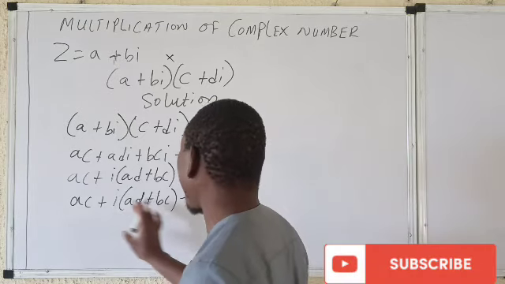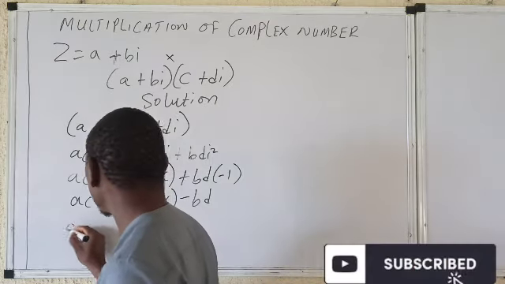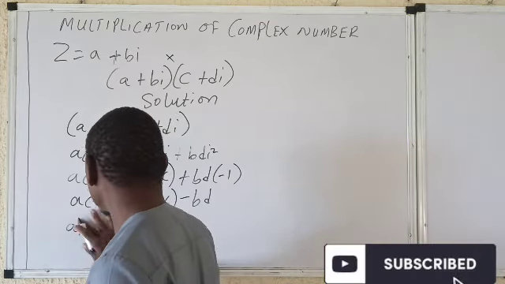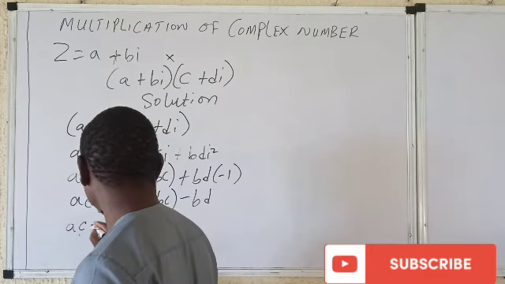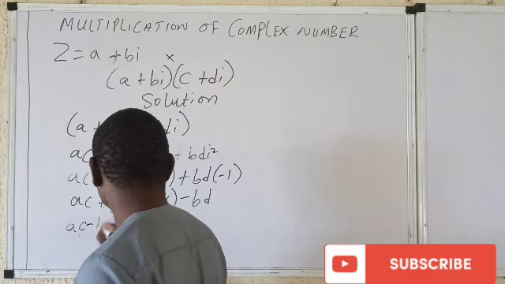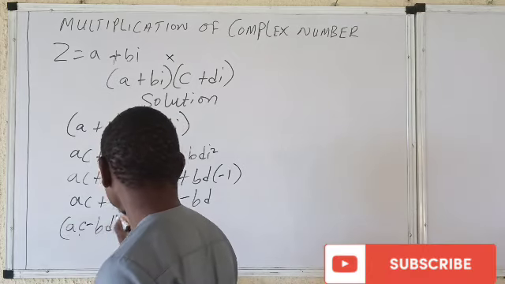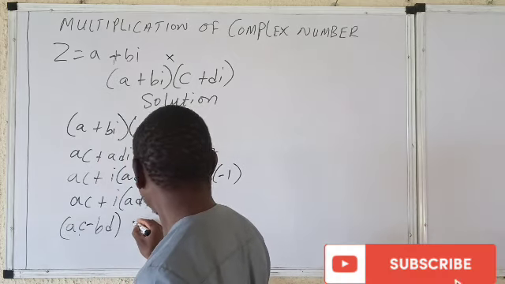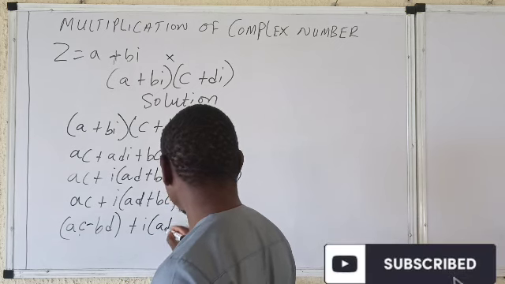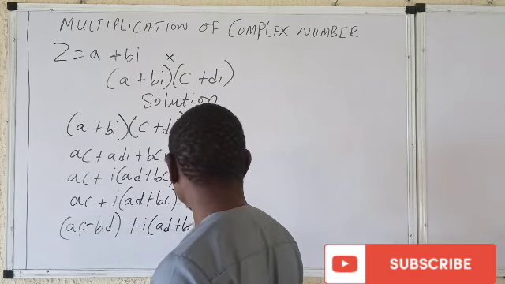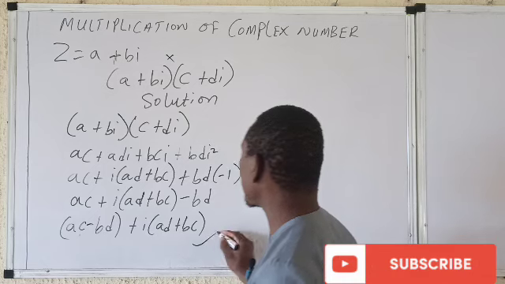So this and this, i is not attached. So we can now put ac plus, or is it plus? It's minus. Minus bd plus i bracket ad plus bc. So this is actually our answer.